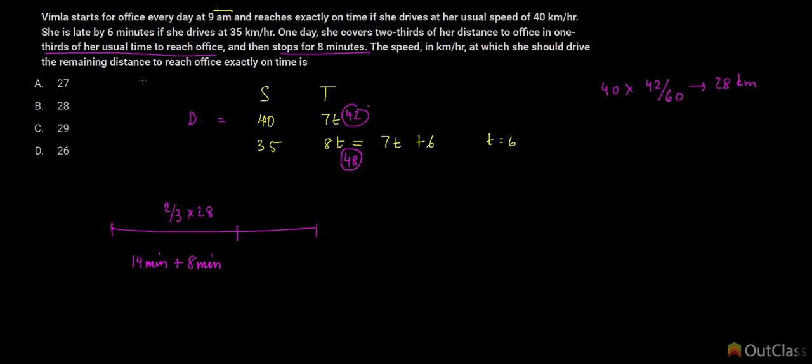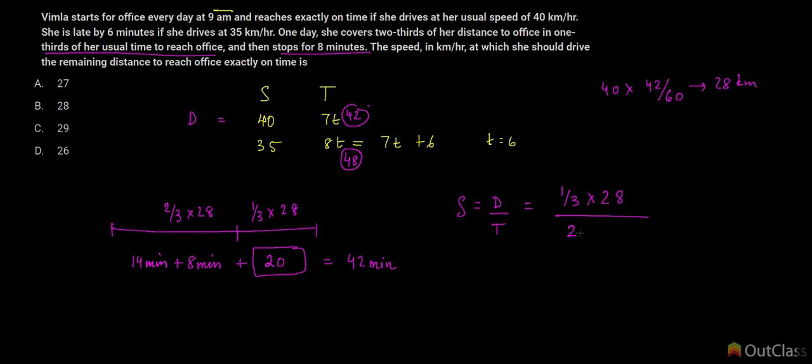The speed at which she should drive the remaining distance to reach office exactly on time. So the remaining 1/3 of 28 still needs to be covered. Total time should be 42 minutes to reach exactly on time. You already used 22. You need another 20 more. So the required speed is distance by time. The distance is 1/3 into 28 kilometers. The time is 20 minutes, which I'll rewrite as 20/60 hours. You'll see that the 1/3 and the 20/60 will cancel, giving you 28 kilometers per hour.